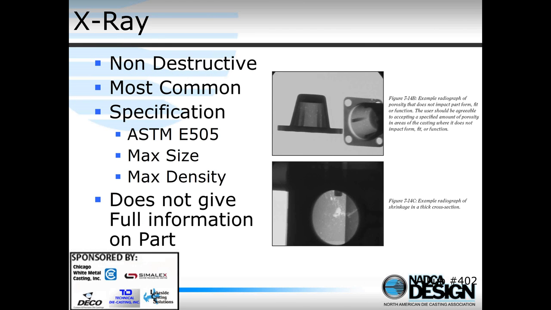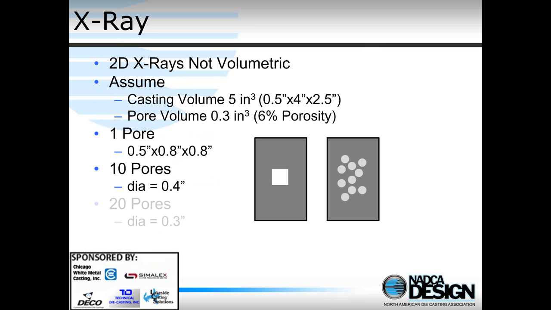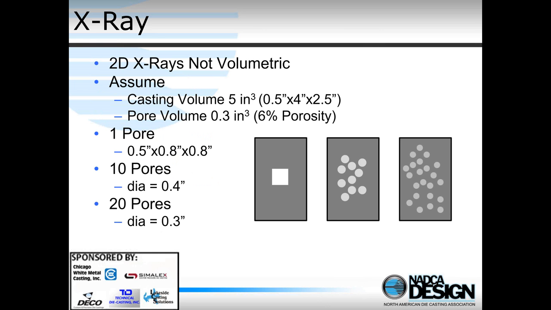X-ray, if we don't want to cut the casting, is obviously the most common non-destructive process. There is an ASTM standard, E505, that gives us information, so we can pick an area of the casting shown in red, compare it to ASTM E505, and we can say the porosity shouldn't be more than level 1, level 2, level 5, or whatever.